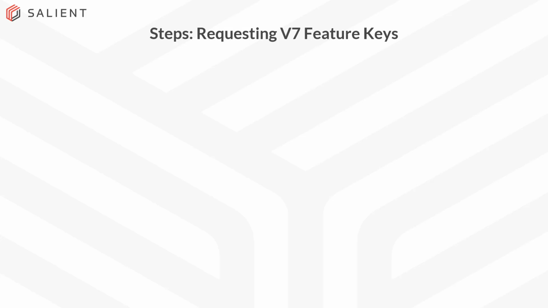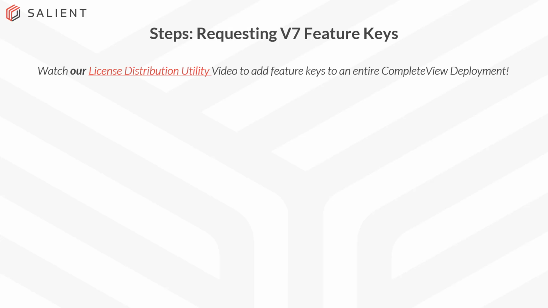Requesting feature keys from Salient is a simple process, and while we're only doing a single server upgrade in this video, we have a licensed distribution utility video that will show you how to streamline the process when you need to add feature keys to all your recording servers at once.